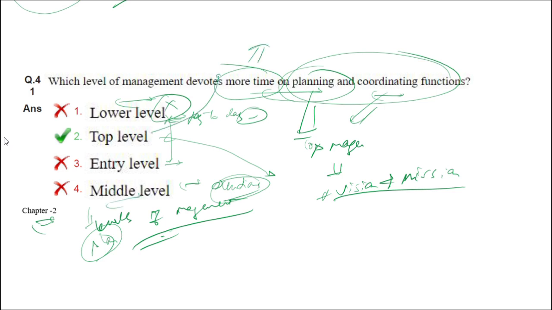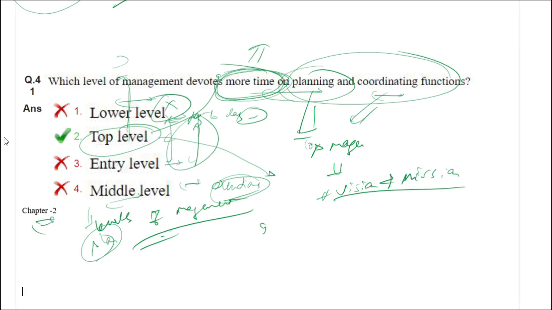So it's a bit confusing, but you have to identify the key terms here. If you say only planning and coordinating, all might be doing, but more time is important to answer. More time is always given by the top management and it is done by the top level people. So that is how you solve this question.